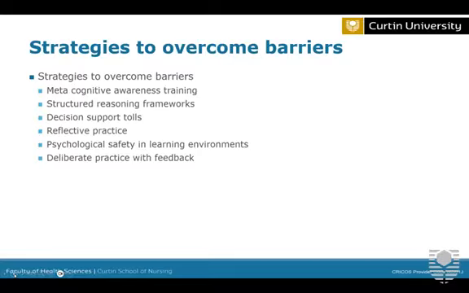Every day you're in practice, write something that was impactful for you, and also methods about how you can improve in clinical practice as well. And what we do is promote psychological safety in all of our learning environments, and we do deliberate practice with feedback. So that engages with your peers and also with your laboratory teachers or your simulation teachers as well.